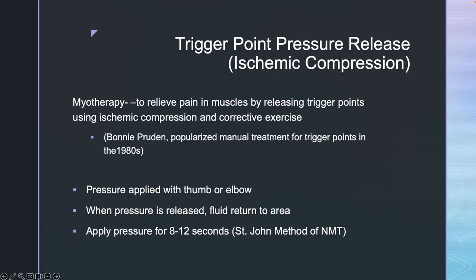So trigger point release. Again, we have another one down here, 8 to 12 seconds. Anyhow, trigger point pressure release, they call ischemic compression also. So myotherapy. What is that? Myotherapy is used to relieve pain in muscles by releasing trigger points using ischemic compression or corrective exercises. This was a popularized manual treatment for trigger points in the early 1980s.